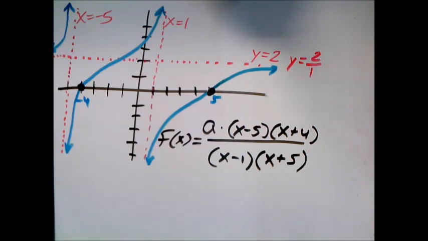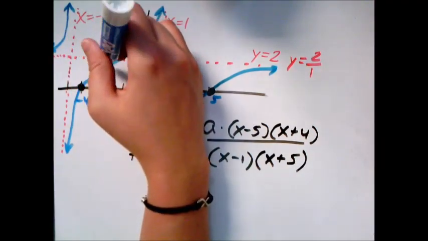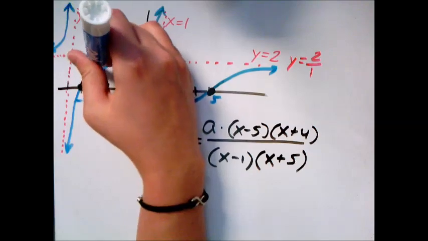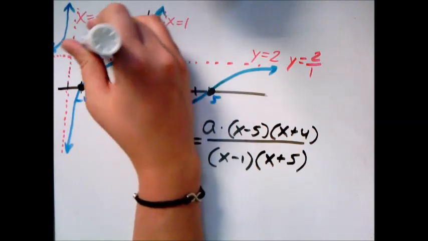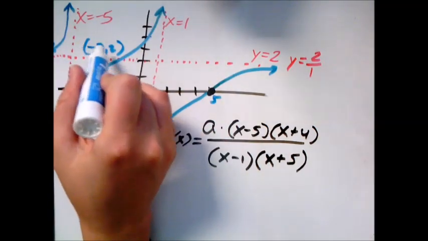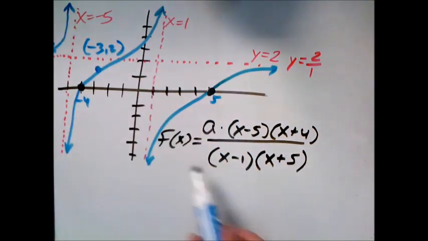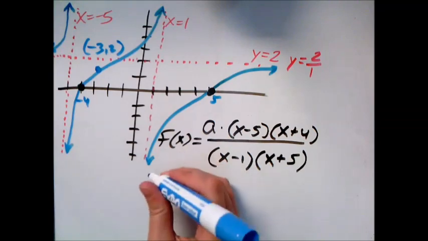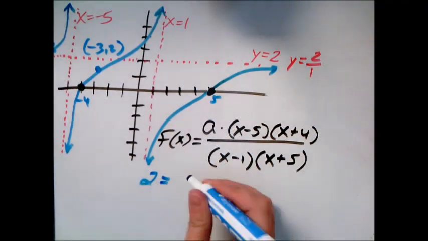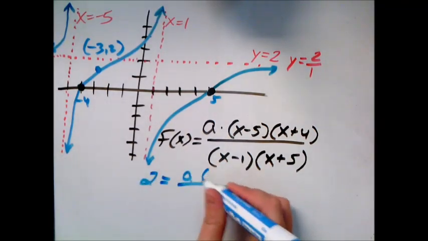But then we'll use this other point they tell us on the graph to check and see if that actually works. So there was another point they labeled here, -3, 2. So I know when I make x -3, my output is 2. So let's put that into our equation. So my output is 2 when I make all the x's -3.